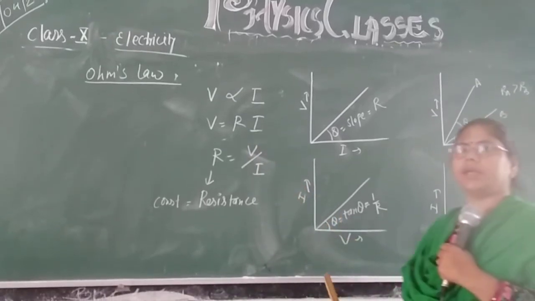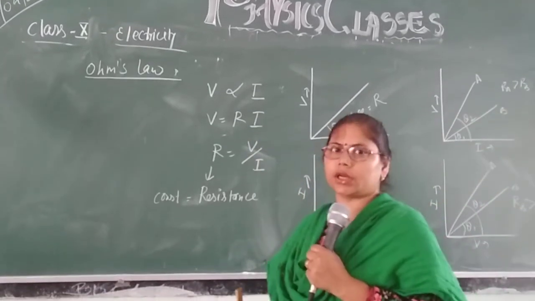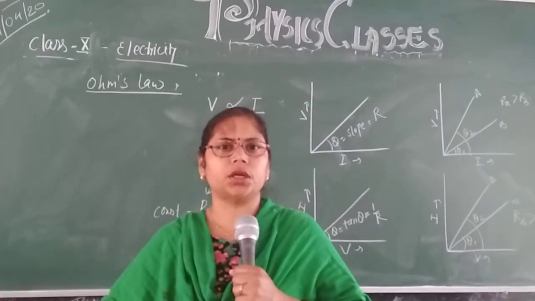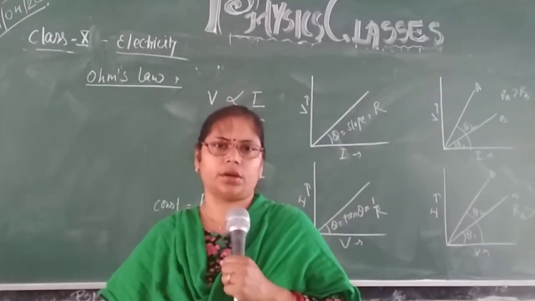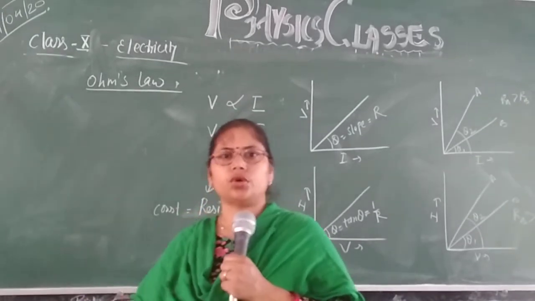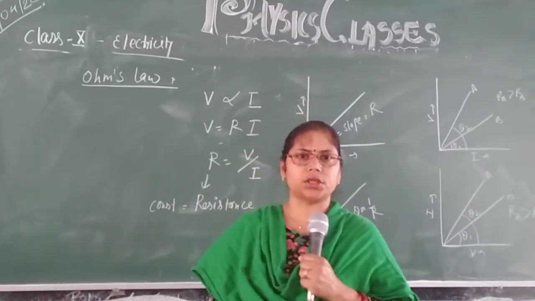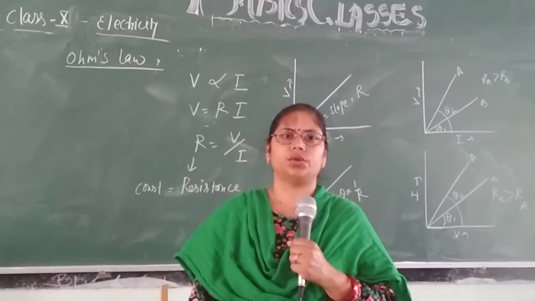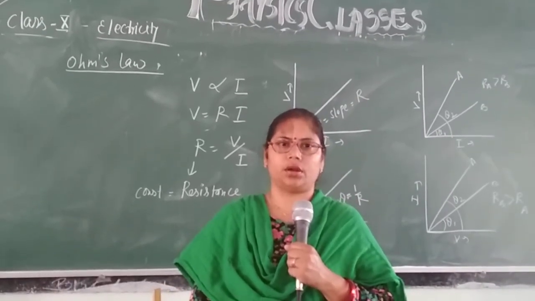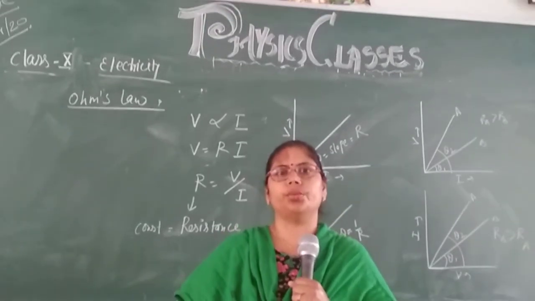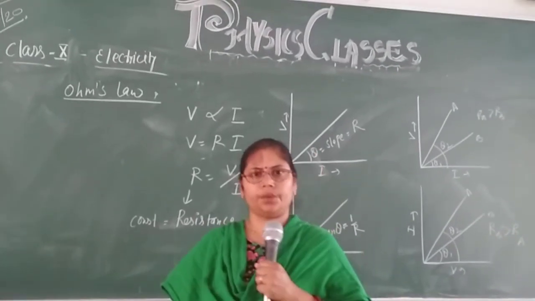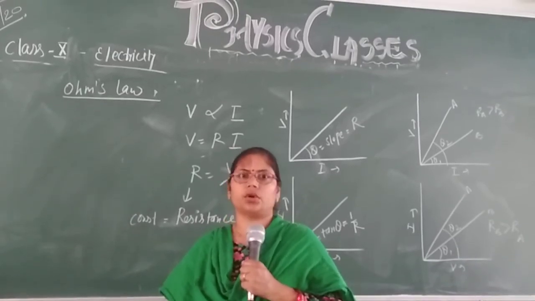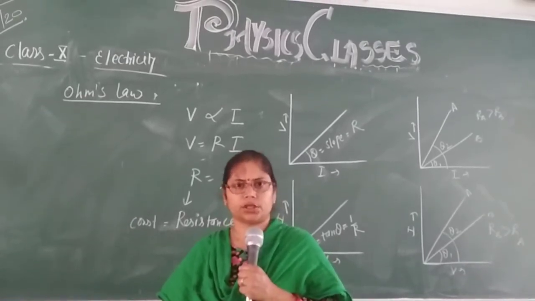Now ohmic circuit and non-ohmic circuit. What are ohmic and non-ohmic circuits? The circuits which follow Ohm's law are known as ohmic circuits, and the circuits which do not follow Ohm's law are known as non-ohmic circuits. There are two types of circuit: those which follow Ohm's law are ohmic, and those which do not are non-ohmic.